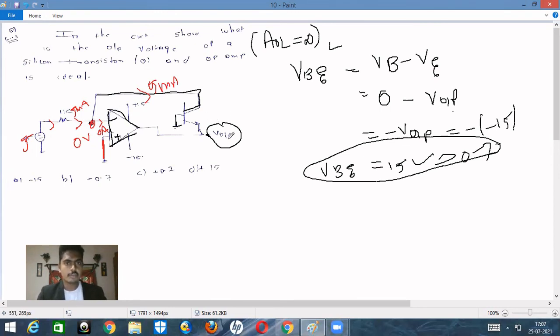Now we need to find the value of V output, isn't it? So here we will see. Our aim is to find the value of V output.